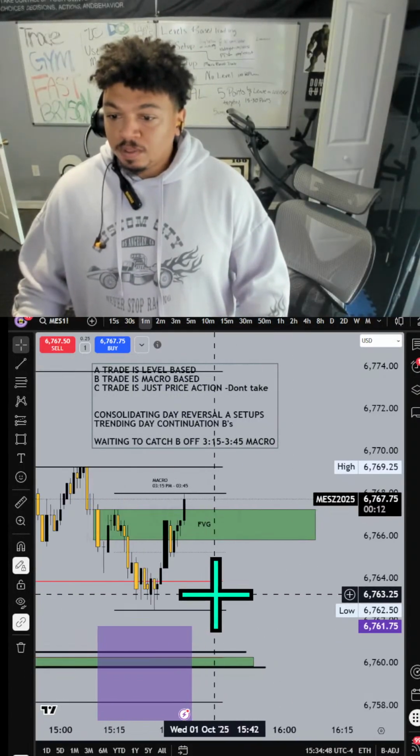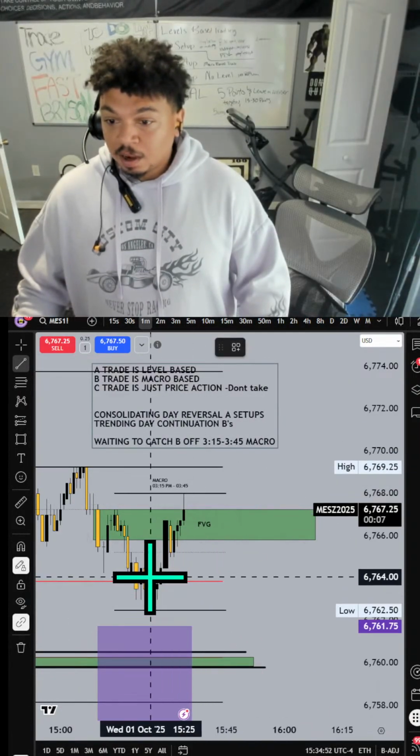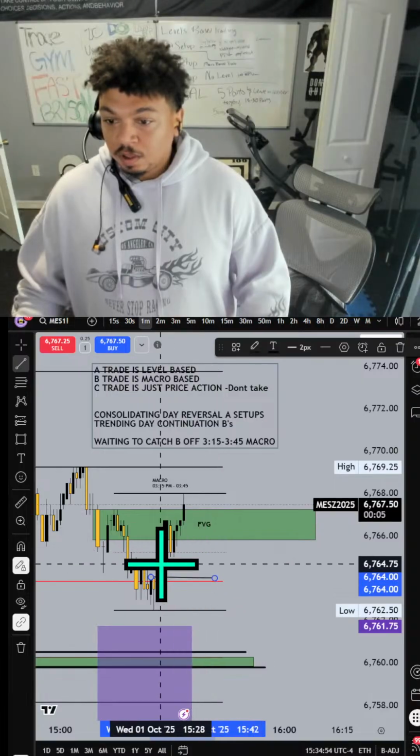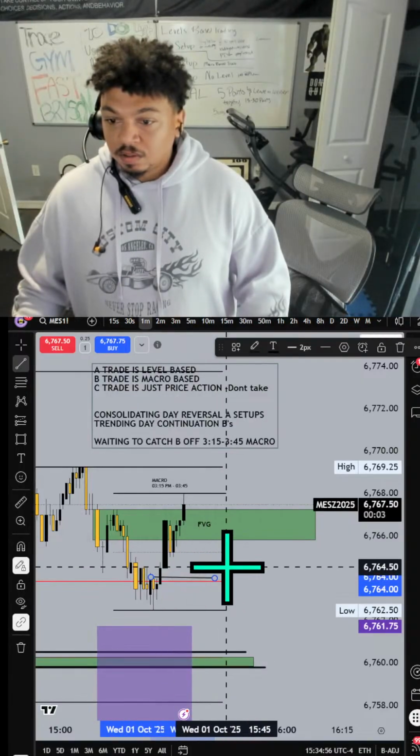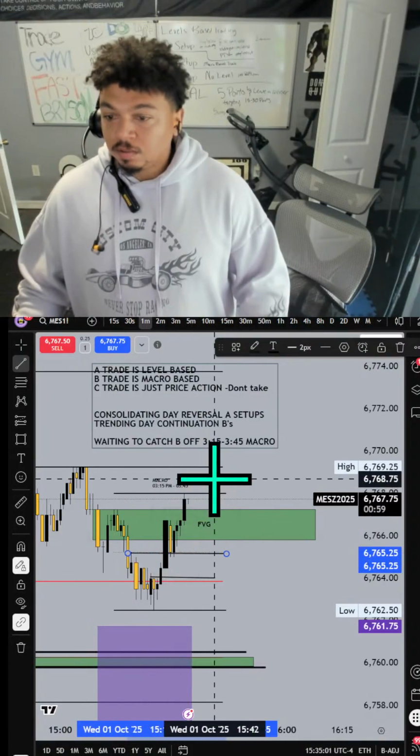Otherwise, you're looking within the macro to take a price action pattern. So if you're doing a price action pattern, you can be like, all right, this is a market structure shift. No fair value gap retest. Okay, this is an order block. Okay, order block retest. Cool, take that.